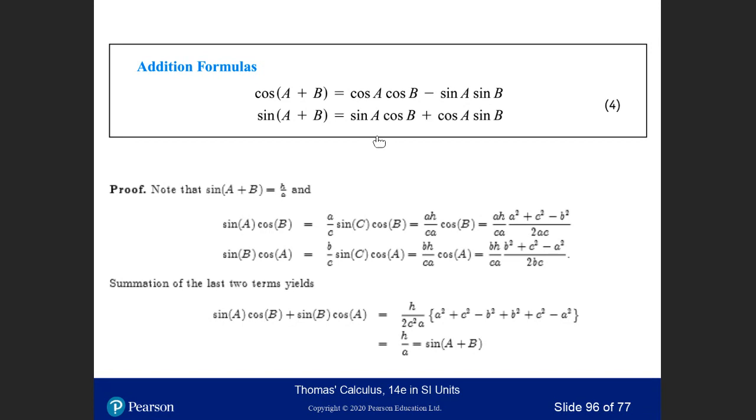Now let's give the proof of just one part. The other proofs are similar. So sine of A plus B, we say it's H over a. Let's look at the figure.